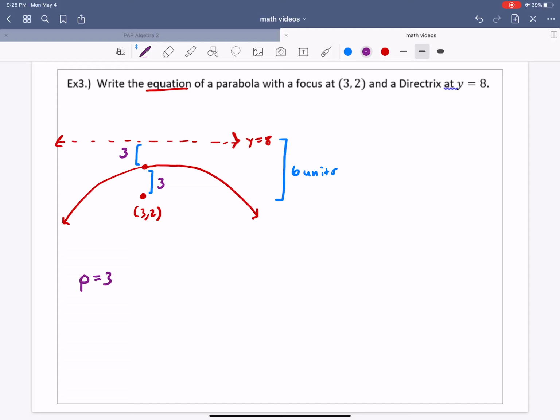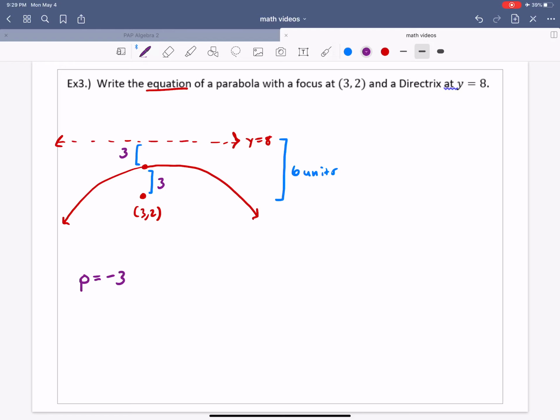Now, let's be a little bit more specific. Actually, it's not exactly 3, it's actually -3. Now, why is it negative 3? Because remember, which direction is this parabola opening? It's opening down. So if it's opening down, you know that it has to have a negative p-value. So the absolute value of p is 3, but it's negative because the parabola opens down.